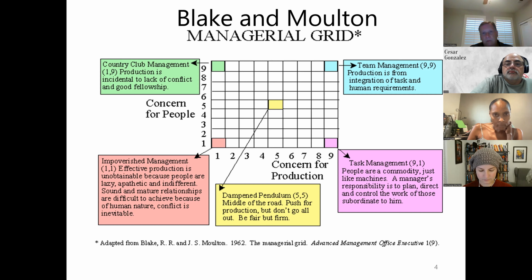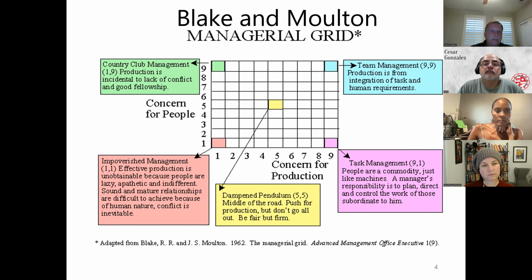On the x-axis, you have concern for production, task, getting the job done. As you move to the right, more concern for productivity. The worst situation to be in as a leader slash manager, and I told you, oftentimes use these terms interchangeably, is if you have a very low concern for people, low concern for production.